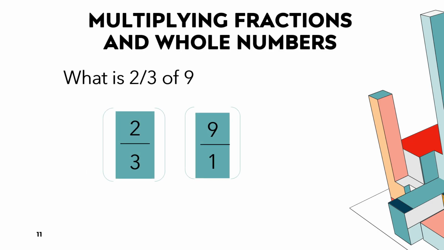First, we will rewrite it as 2 over 3 and 9 over 1. This will help organize our work.